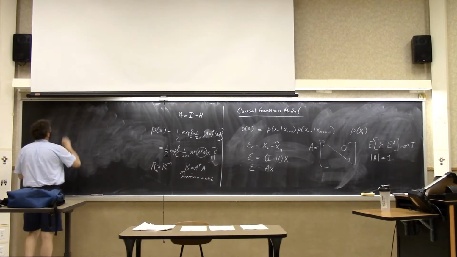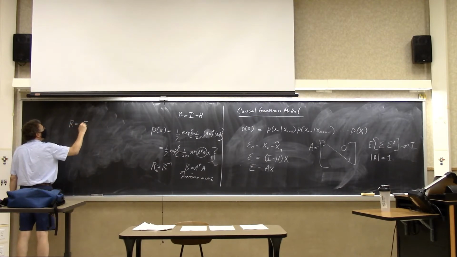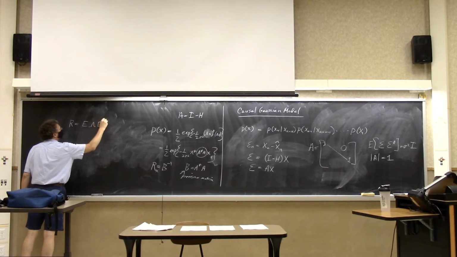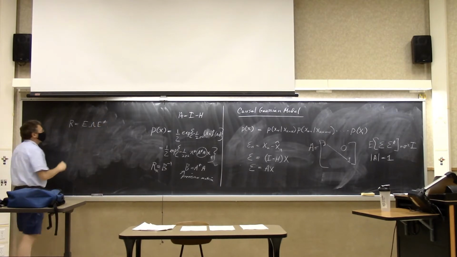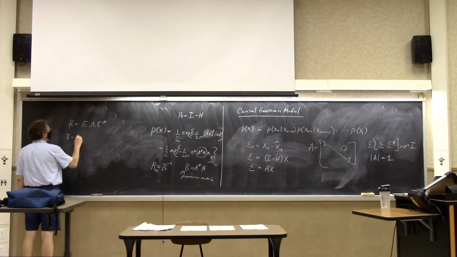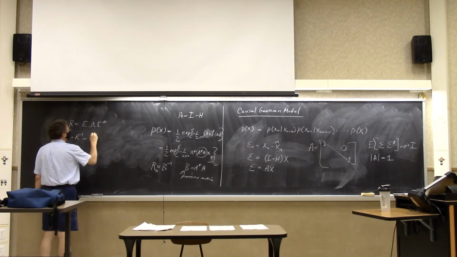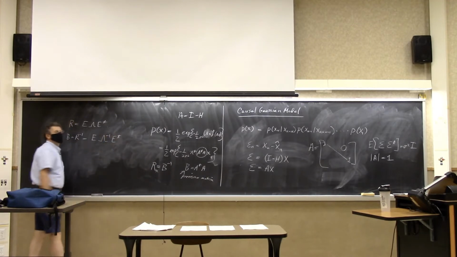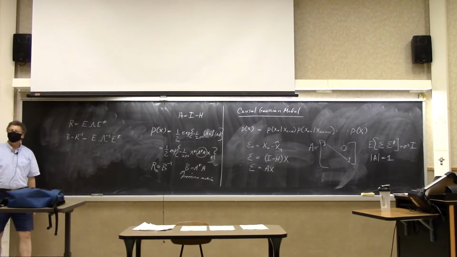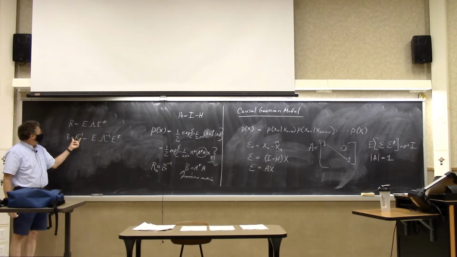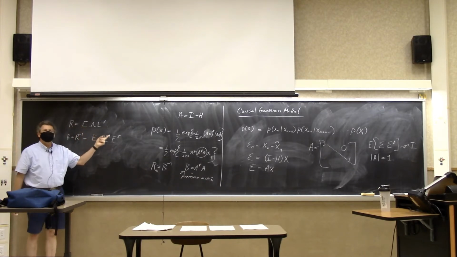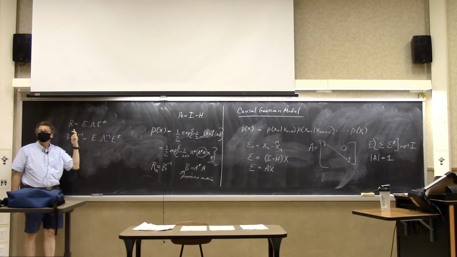Quick proof. If R is equal to E lambda E transpose, and B is equal to R inverse, the inverse, it's easy to show, is E lambda inverse E transpose. Do you want me to prove that? It's super easy, because I just multiply R inverse by R. E transpose times E is identity because it's an orthonormal matrix, so E transpose is the inverse.